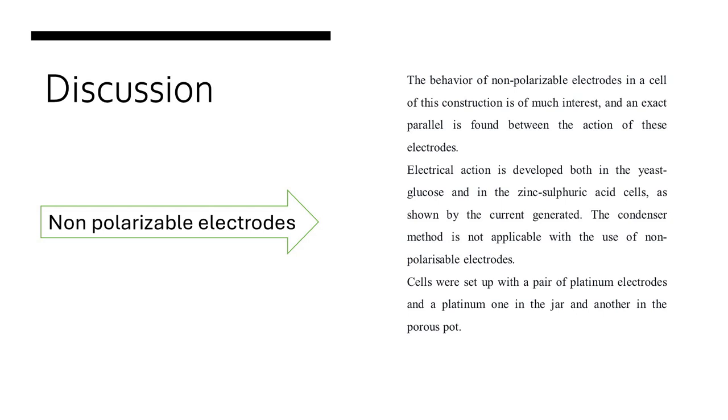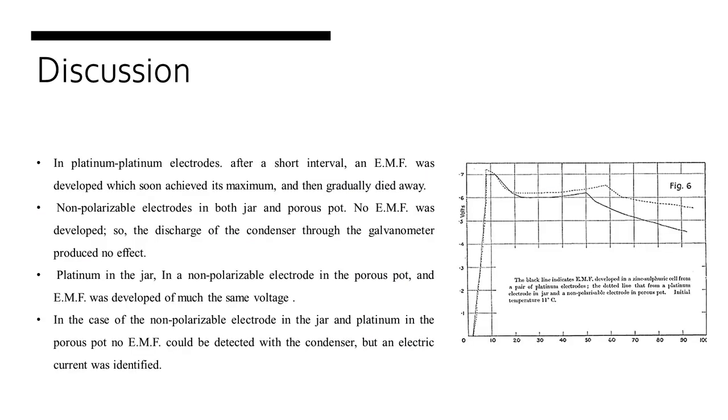Cells were set up with a pair of platinum electrodes, a platinum one in the jar and another in the porous pot. In non-polarizable electrodes, the following facts were observed. In platinum-platinum electrodes, after a short interval, an EMF was developed, which soon achieved its maximum, and then gradually died away. Non-polarizable electrodes in both jar and porous pot: no EMF was developed, so the discharge of the condenser through the galvanometer produced no effect.